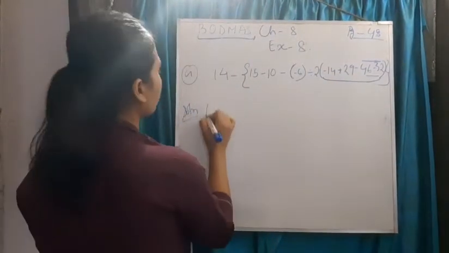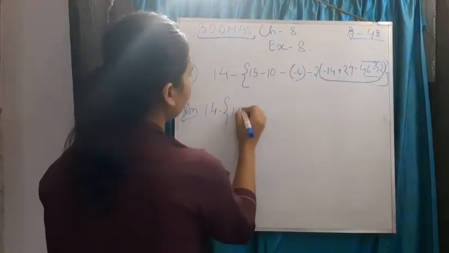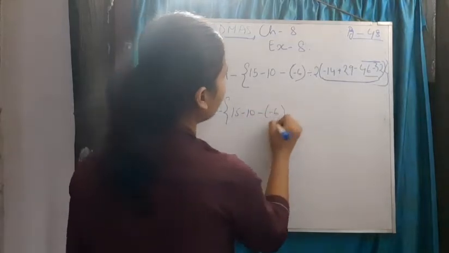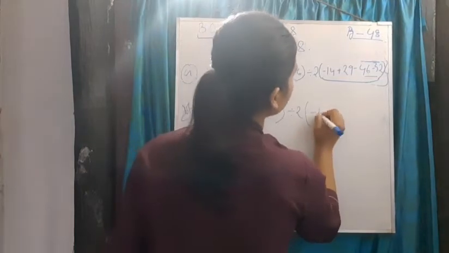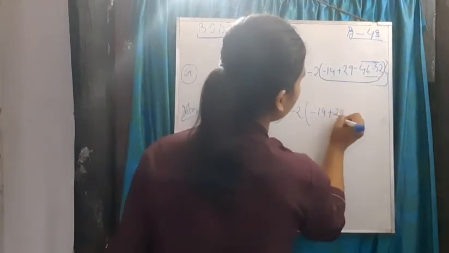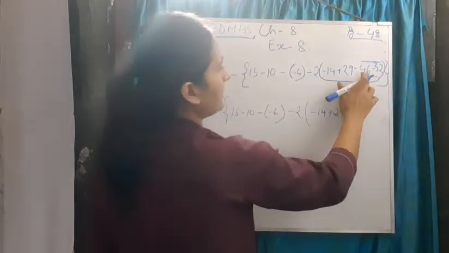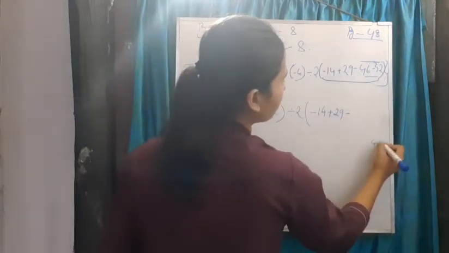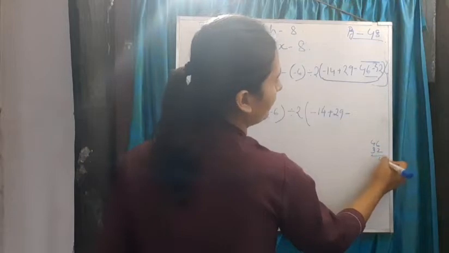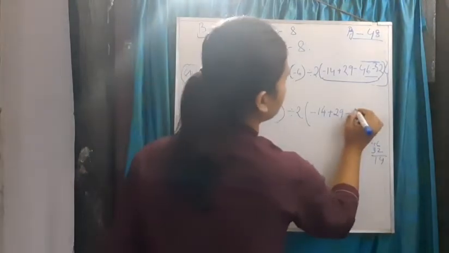Okay, let's start. So 14 minus 15 minus 10 minus 6 divided by 2, so minus 14 plus 29. Here you see this is 46 minus 32, right? So 46 minus 32 will be 14.